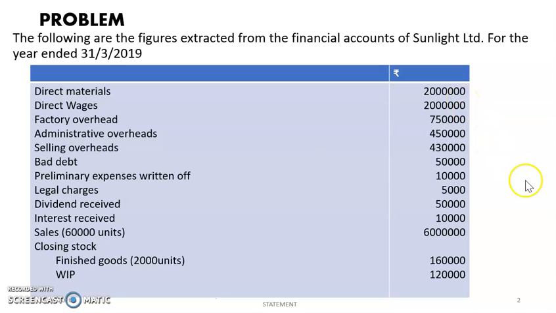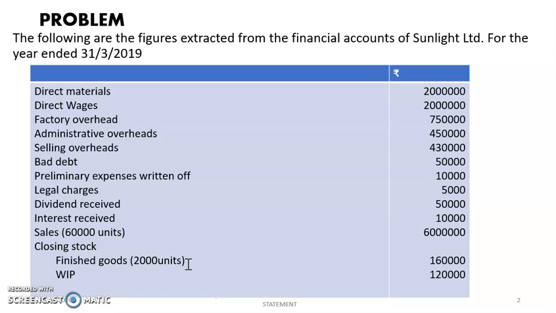Now coming to the most important part. When you're preparing the cost sheet, you need to know the units or output for which you're preparing the cost sheet. And you can know the units only when this is given to you. When units are not given, you don't have to worry, you would simply work out your cost sheet. But when the sales units and the finished goods units are given to you, sales 60,000 units and closing stock of finished goods 2,000 units are given.